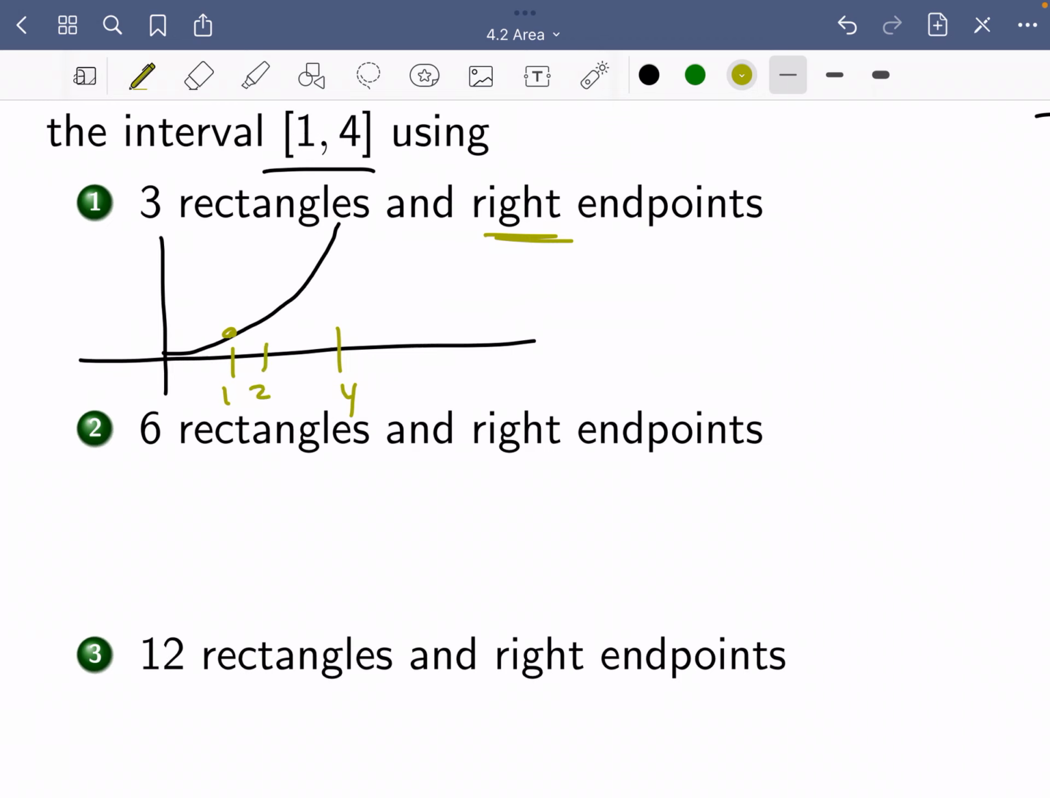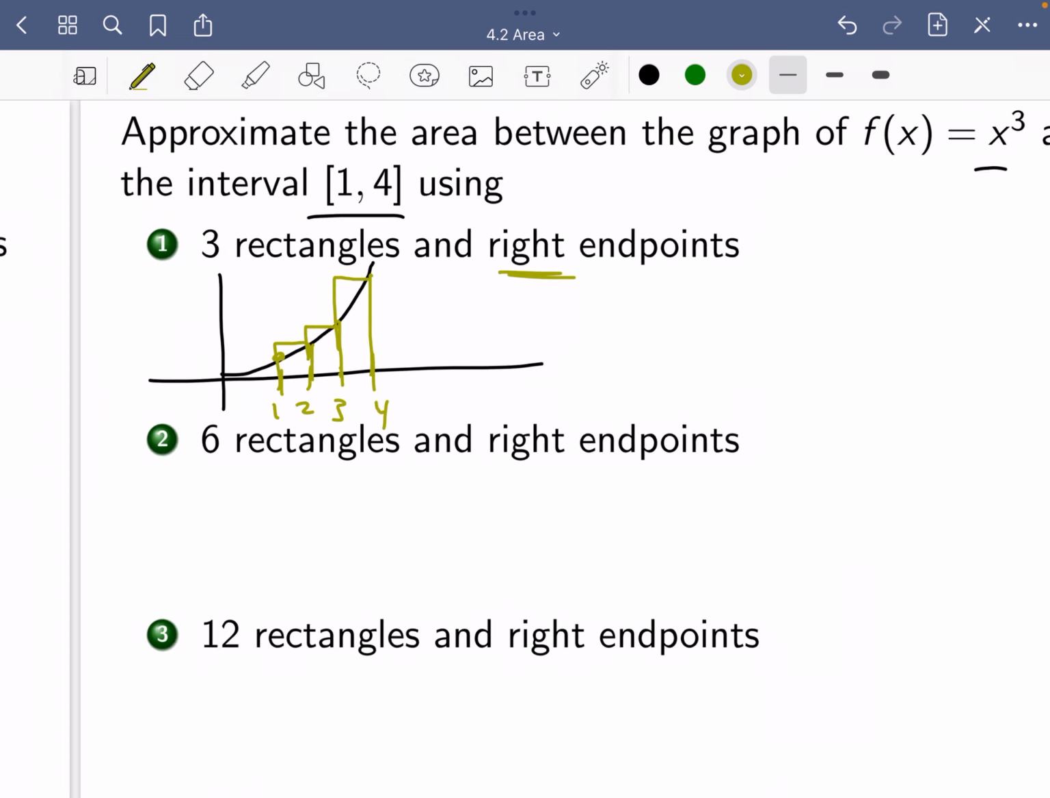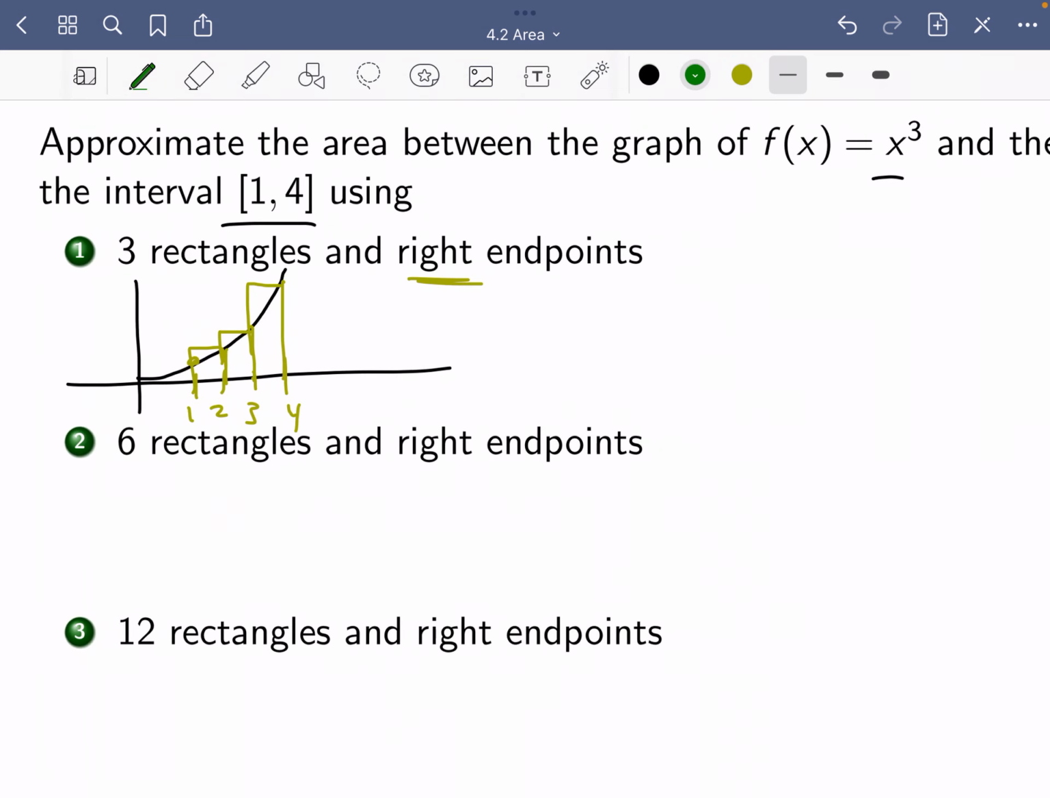1, 2, 3. So we have that as our first rectangle, our second rectangle right there, and the third one right here. The widths of those is going to be 4 minus 1 over 3, which is just 1.